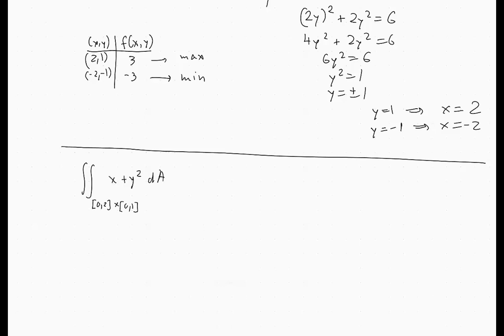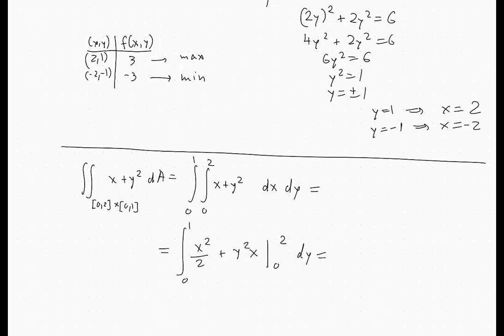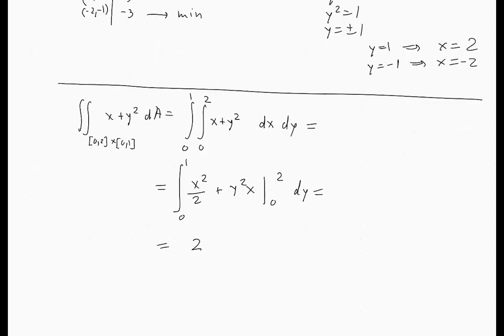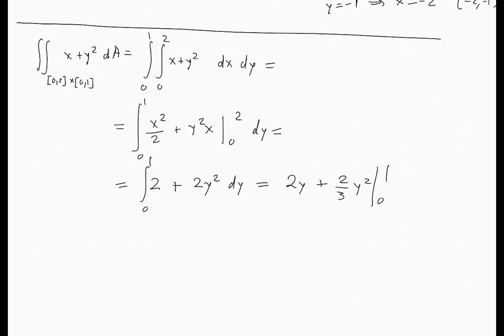So 0, 2 matches with dx, and 0, 1 matches with dy. And we have x plus y squared. So this is going to be x squared over 2 plus y squared x, from 0 to 2, integral from 0 to 1 dy. And this will be 2 plus 2y squared, integral from 0 to 1 dy. And this will give you 2y plus 2/3 y squared from 0 to 1, which is 2 plus 2/3, also known as 8/3. And that's it.